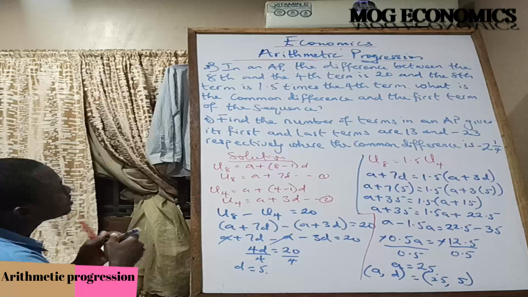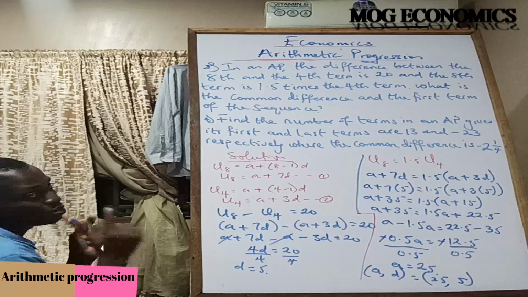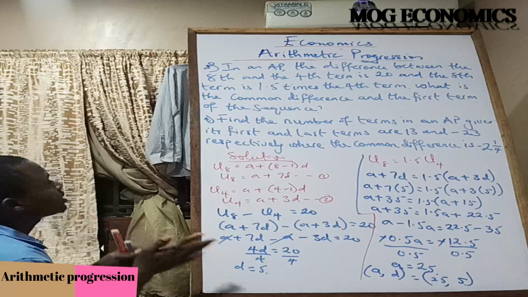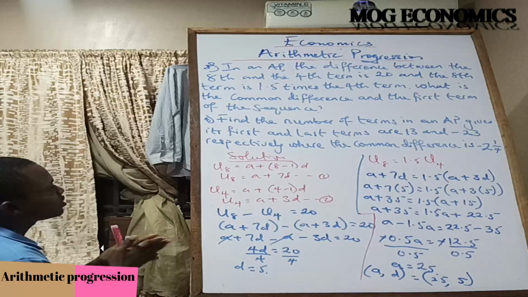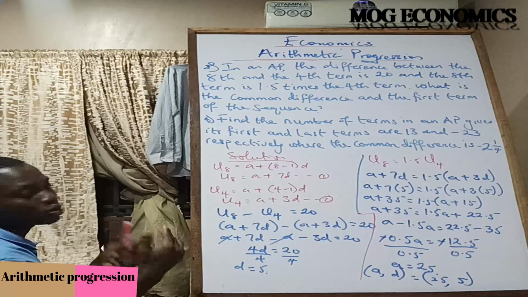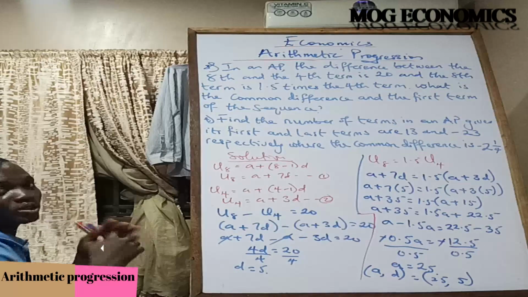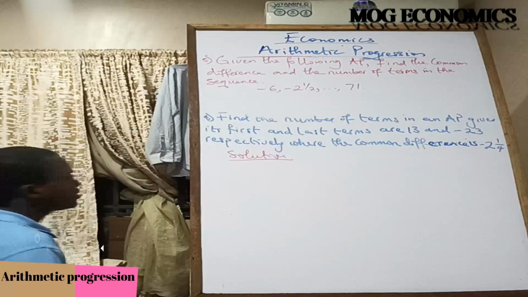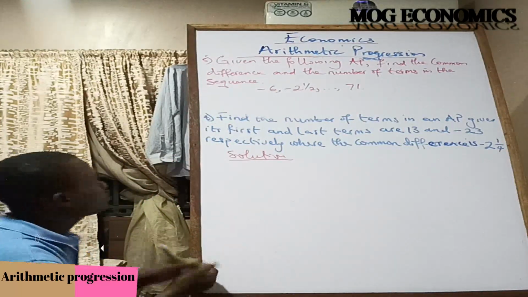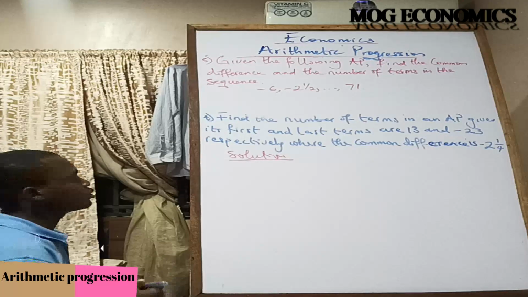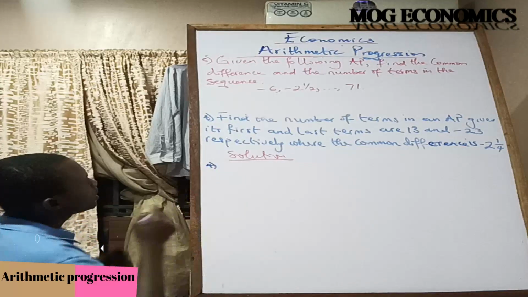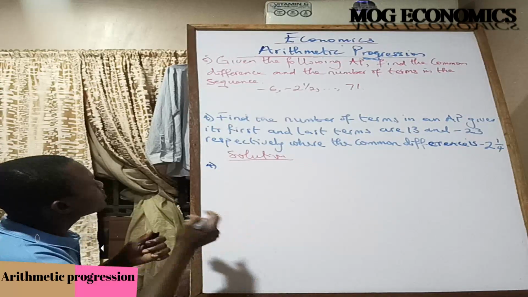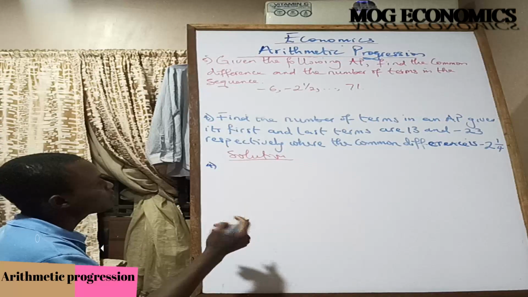Now the second question says find the number of terms in an AP. So we'll be looking for n. Given the first and the last terms are 13 and minus 23 respectively, where the common difference is minus 2 number 1 over 4. So number 4. Let's cook. Not only have I erased the previous solutions, I've also written the fifth question. Well then, let's deal with number 4 first. Find the number of terms in an AP given its first and last terms.